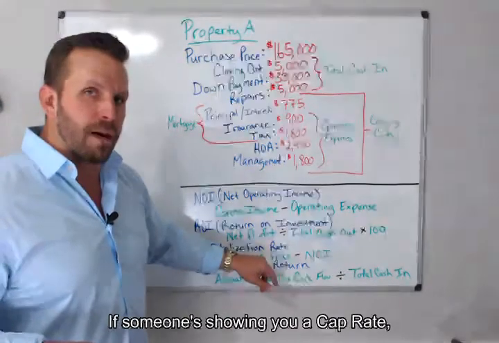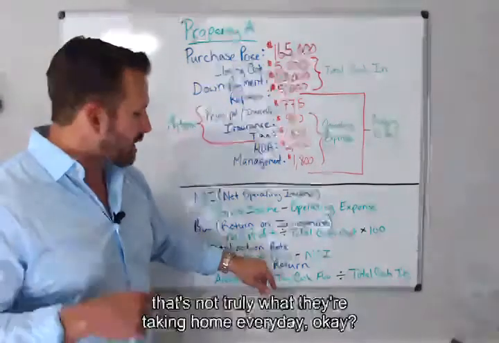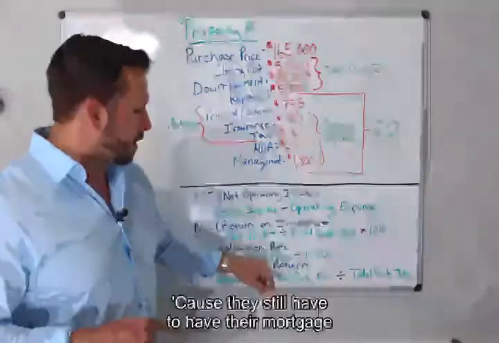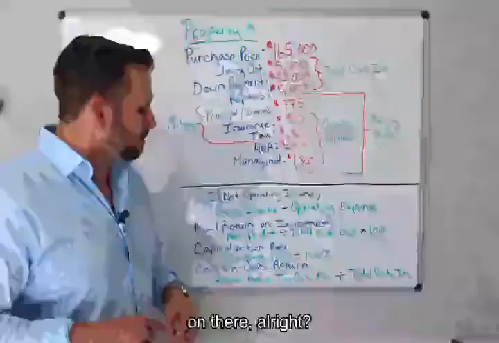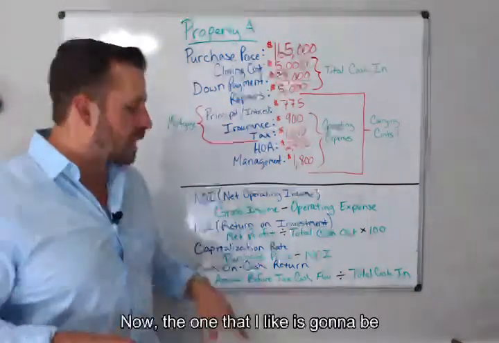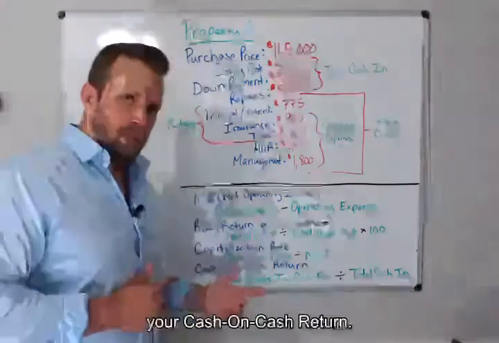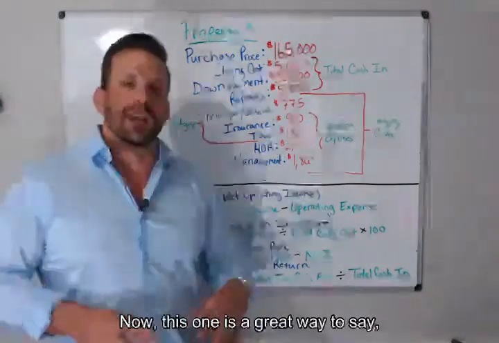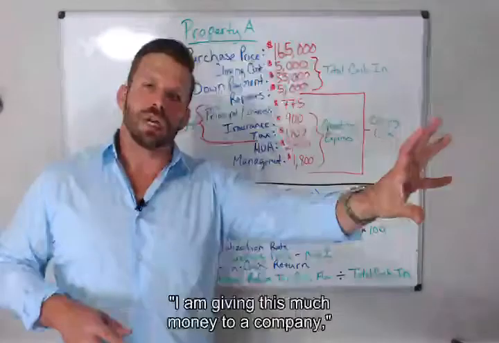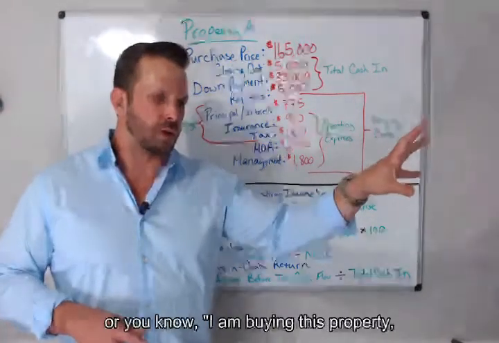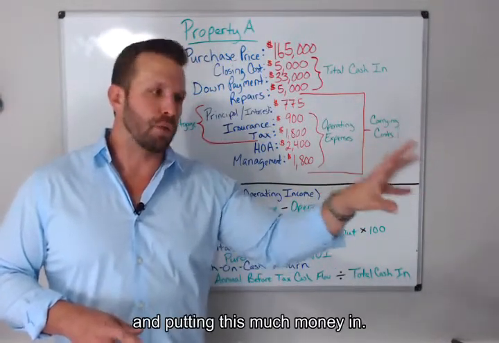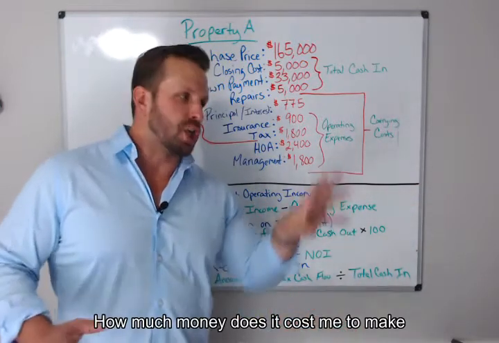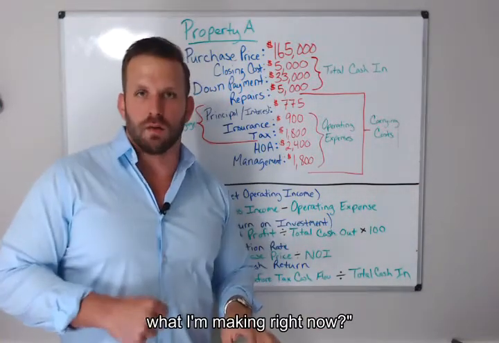If someone is showing you a cap rate and they have a mortgage on it, that's not truly what they're taking home every day, okay? Because they still have to have their mortgage on there, all right? Now, the one that I like is going to be your cash on cash return. Now, this one is a great way to say, I'm giving this much money to a company, or I'm buying this property and putting this much money in. How much money does it cost me to make what I'm making right now?